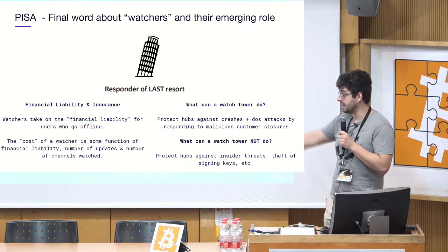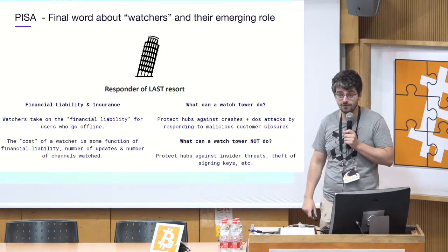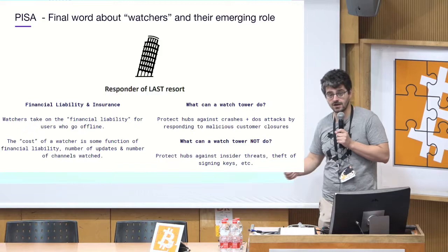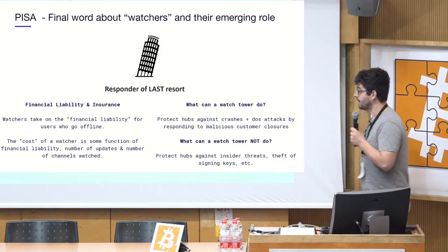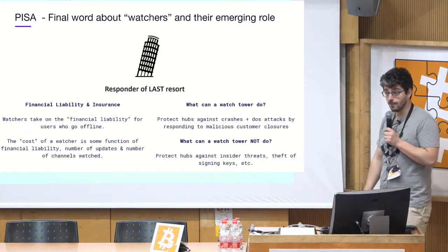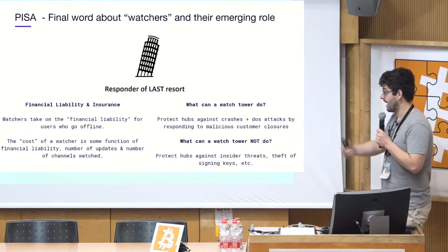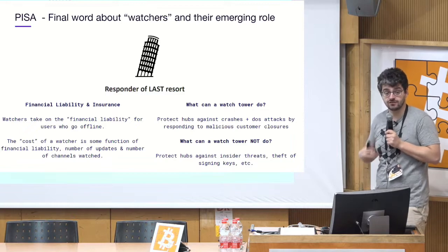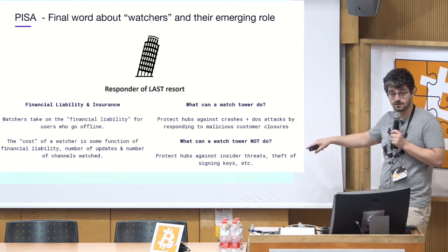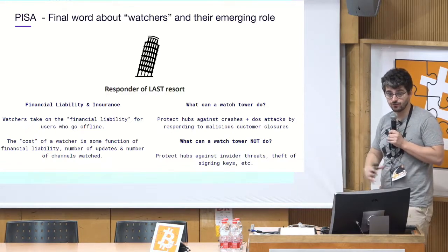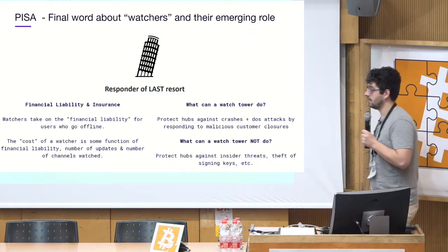And ideally, they should take on financial liability. If you go offline, you should have some guarantee of a refund when you come online, and the Watchtower doesn't do its job. Now, what can a Watchtower do? A Watchtower can protect you if you get DOSed or if you crash. It protects against crash failure. A Watchtower will not protect you if you get hacked by an insider threat or your signing key is stolen. And that's really important. Only crash failures can a Watchtower protect against.